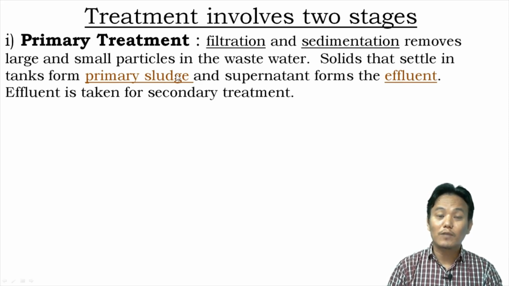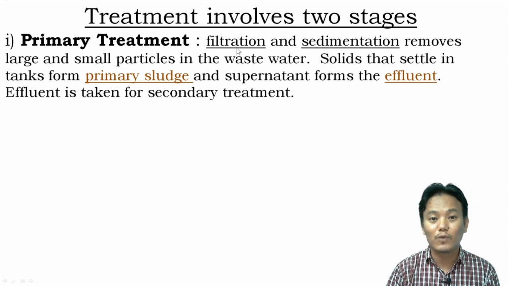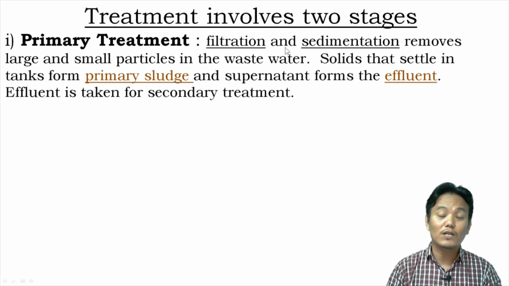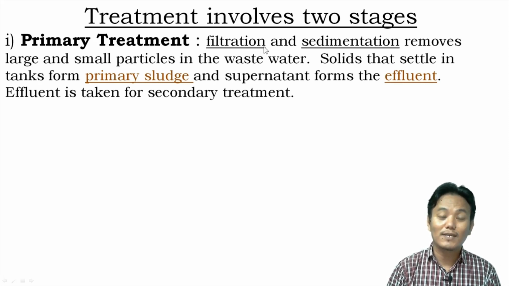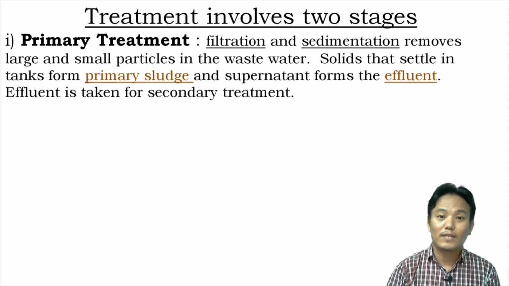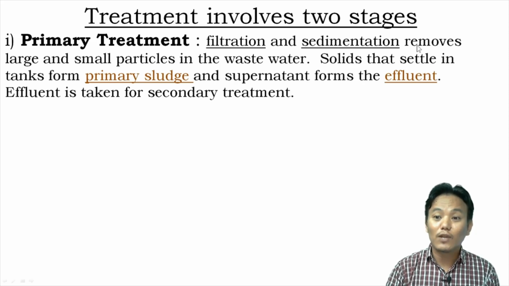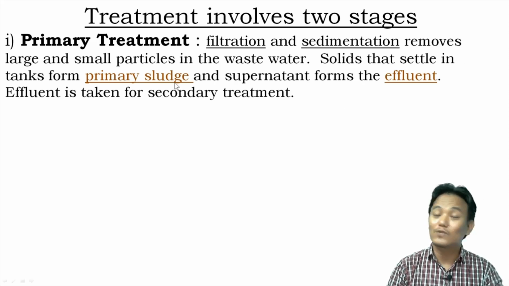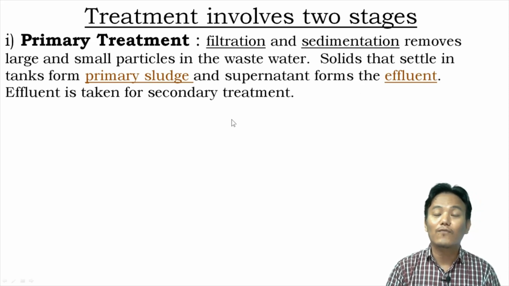Those solid particles which are floating inside the sewage will first be removed through a sequential filtration process, and those solid materials which are not removed through filtration will be removed through the sedimentation process, during which the wastewater is allowed to stand in large tanks, and under the influence of gravity, the solids settle down at the bottom. That is called the sedimentation process. The solids that settle in the tanks form primary sludge, which is removed, and the supernatant forms the effluent, which is taken for secondary treatment, the next stage.